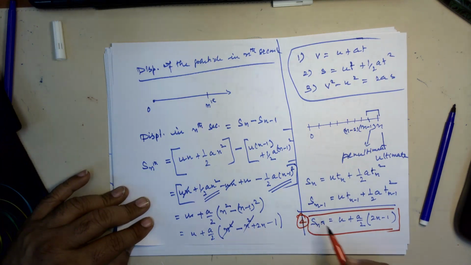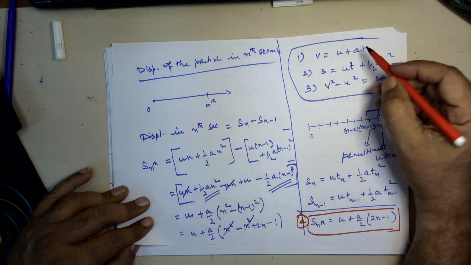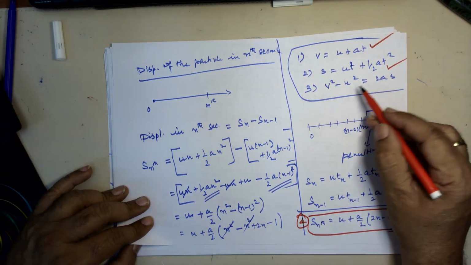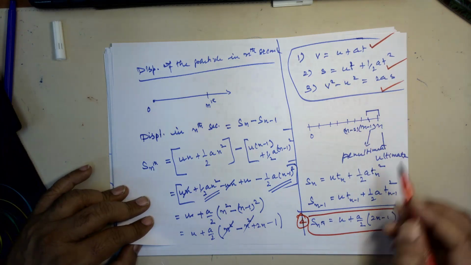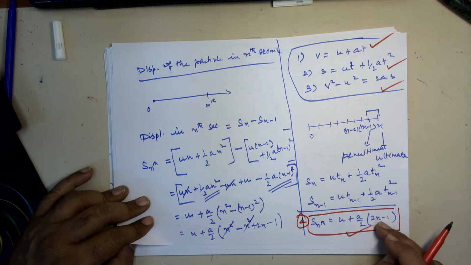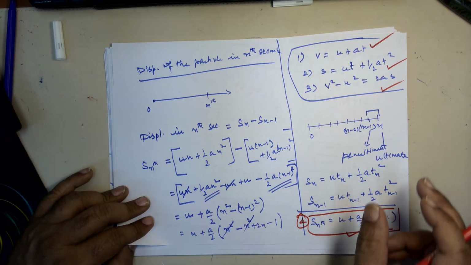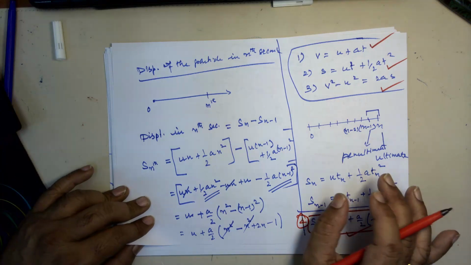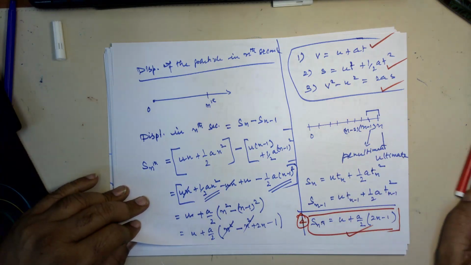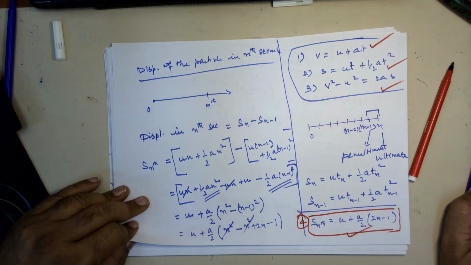Okay. Got it? So let me summarize. We have v is equal to u plus at. s is equal to ut plus half at squared. v squared minus u squared is equal to 2as. S nth displacement is equal to u plus a by 2 into 2n minus 1. What is this n? That is nothing but Tn, that is the nth time. Okay. Got this? Yes, yes.